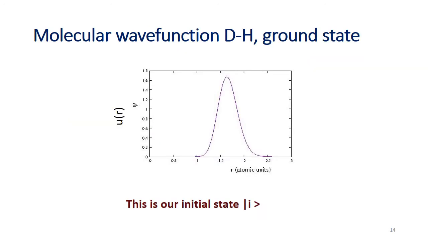So let us first take a look at our calculated molecular wave function. This is the molecular wave function. The wave function psi is really u of r divided by r times the spherical harmonics. In this case, this is L equals 0, so there's no spherical harmonic, or it is Y0 actually. This is our initial state.